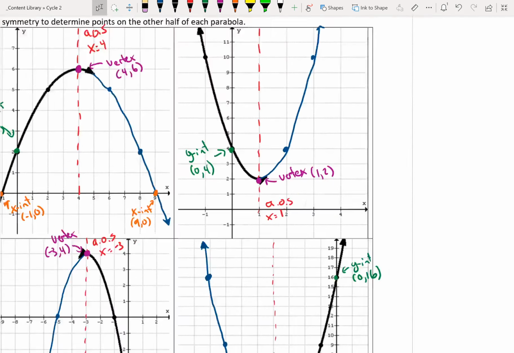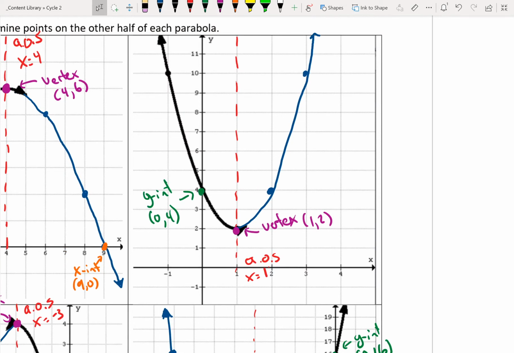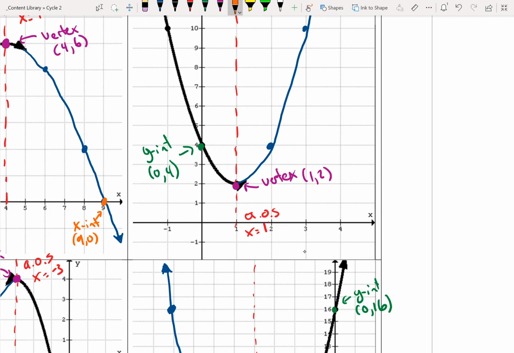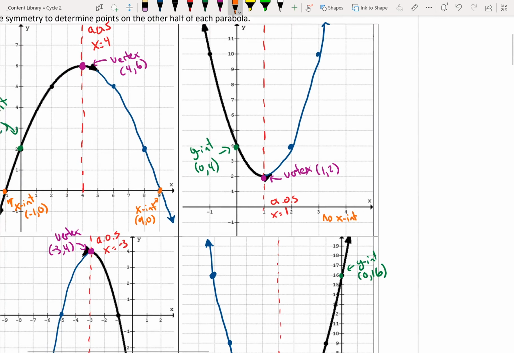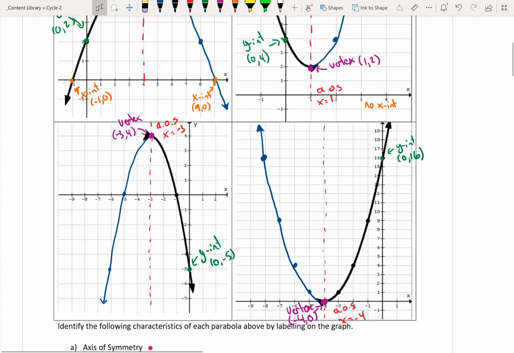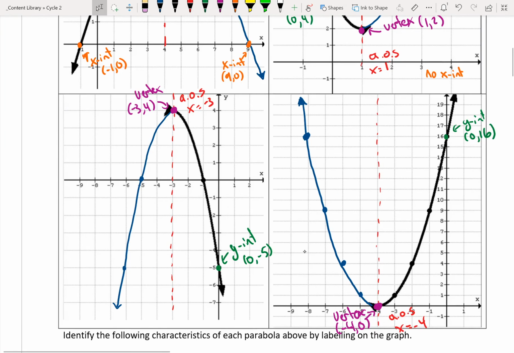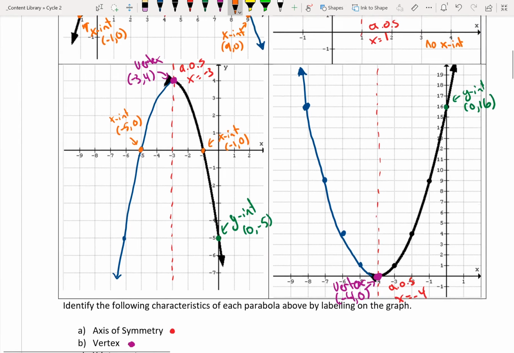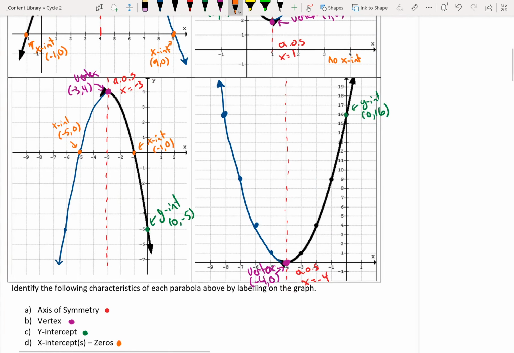In my second graph, this one here, there is no x-intercept because as you can see, the lowest it goes is the vertex here, and it does not cross the x-axis. So we can just say there's no x-intercepts. But we can see that visually just by looking at it. Here, again, we can see two x-intercepts, two points where it crosses the x-axis. So (-1, 0). And here is another one. Another x-intercept, (-5, 0).